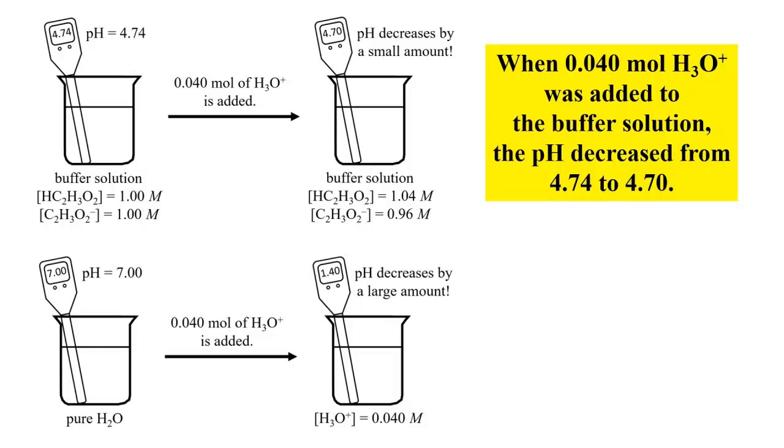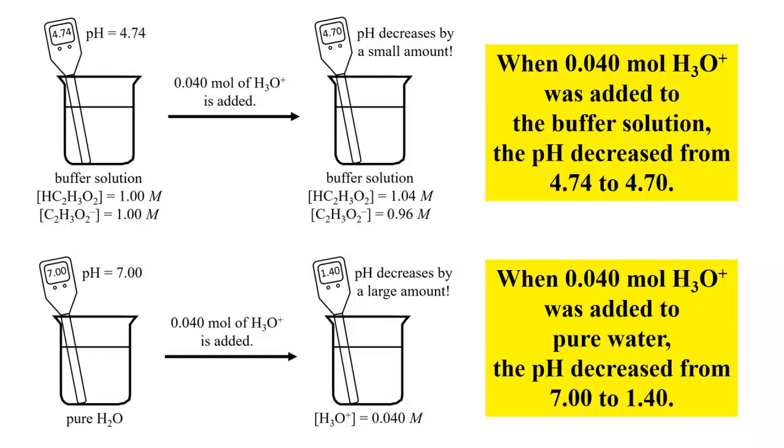But if we add that same amount of the hydronium ion, 0.040 mole of the hydronium ion, to pure water, which is not a buffer, then the pH decreases by a large amount, from 7 all the way down to 1.4. So this illustrates the power of a buffer to maintain a relatively constant pH when a small amount of a strong acid is added to the buffer. Now, in the next part of this question, we're going to take a look at what happens when a small amount of a strong base is added to a buffer.